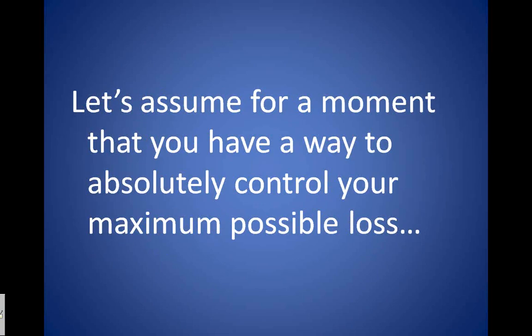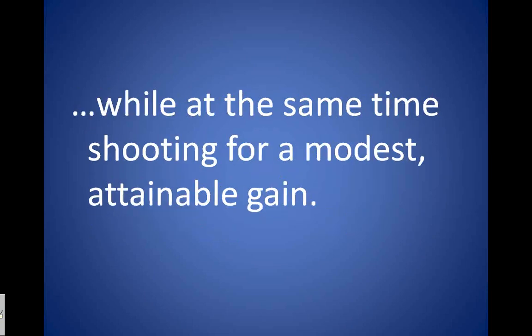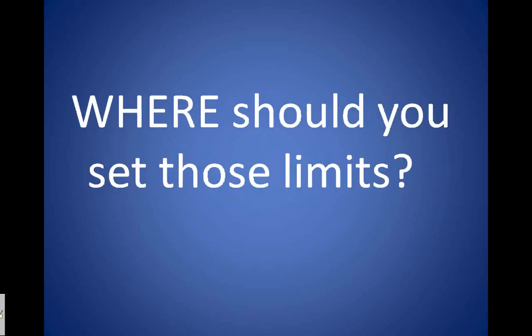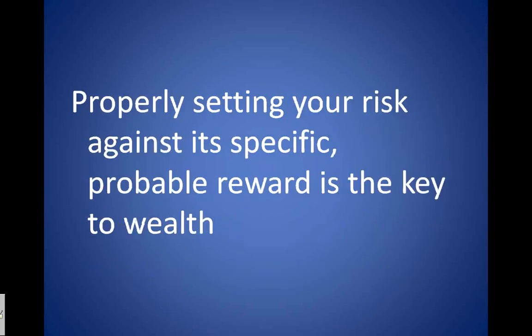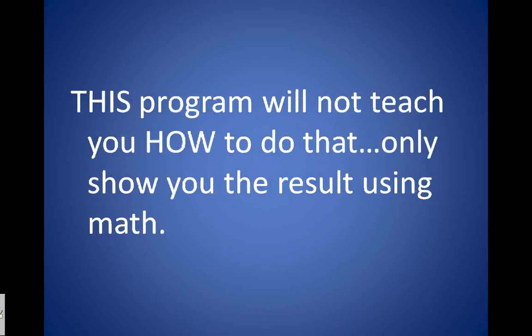Let's assume for a moment that you have a way to absolutely control your maximum possible loss when you get into a trade. Now, at the same time, you'd be shooting for a modest, attainable, believable gain. Where should you set those limits? You know, knowing the right answer could make you wealthy. Controlling losses to an absolute finite number is called risk management. And properly setting your risk against its specific probable reward is the key to wealth in the stock market.